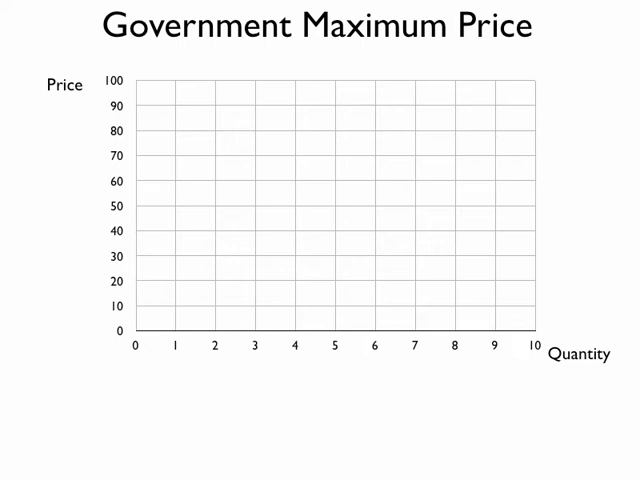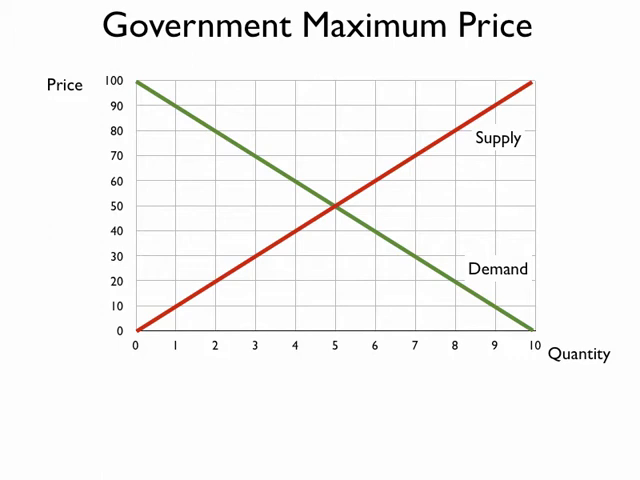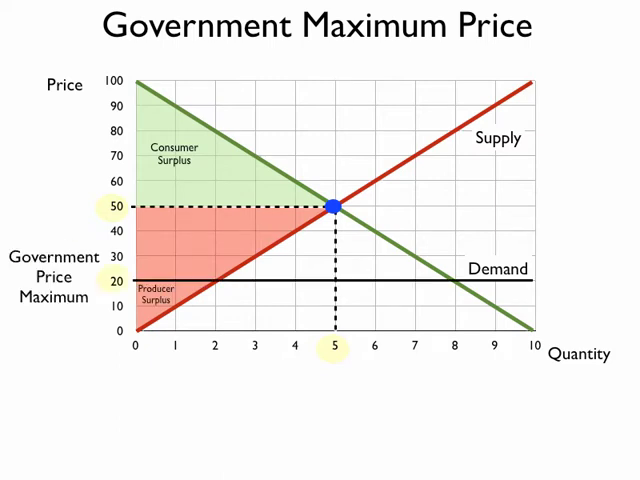Now let's take a look at what happens when the government imposes a maximum price to the market. We begin with our supply and demand, and we have our consumer surplus and producer surplus areas. Now what we're going to assume here is that the government stepped in and said the maximum price that can be charged is only 20. We know that that's going to create a shortage because only 2 will be supplied, but 8 will be demanded.